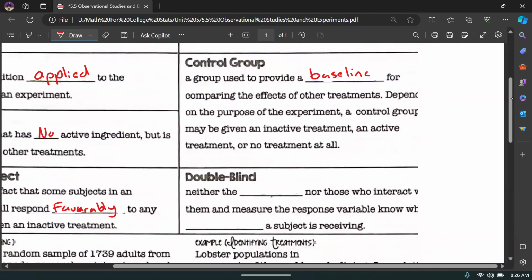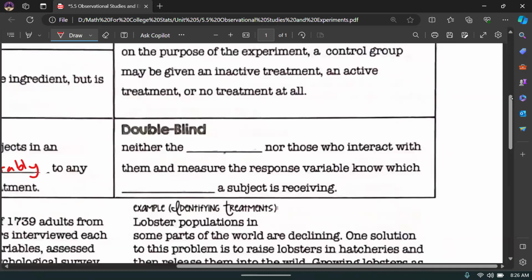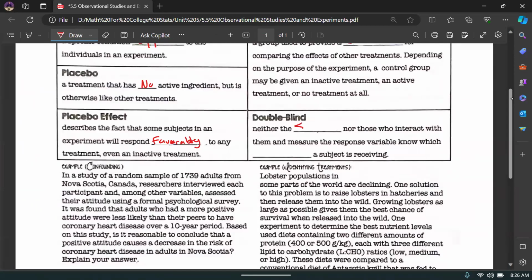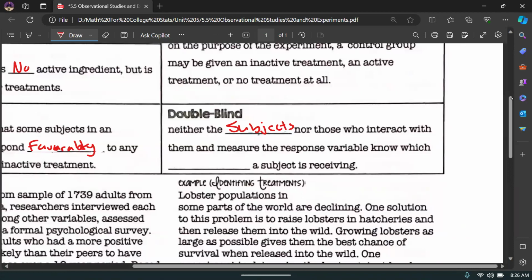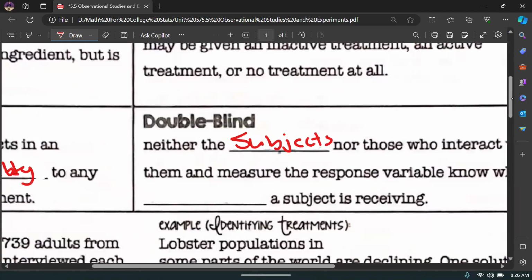All right, so double blind. A double blind is when neither the subjects nor those who interact with them and measure the response variable know which treatment the subject is receiving.